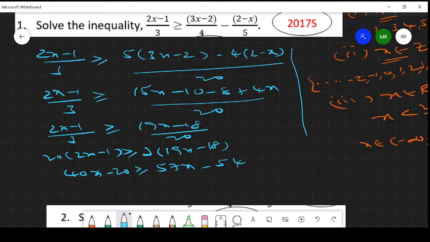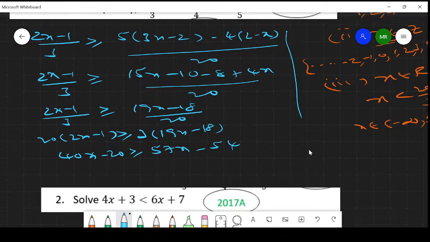Minus 54. You can transfer to any one side. If we transfer this side, 40x minus 57x is greater than or equal to 20 minus 54. Right, be careful, this is 57.